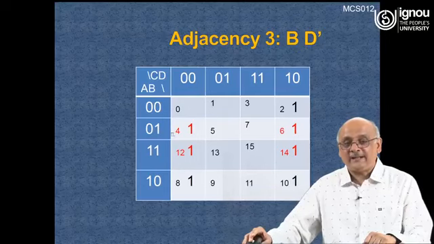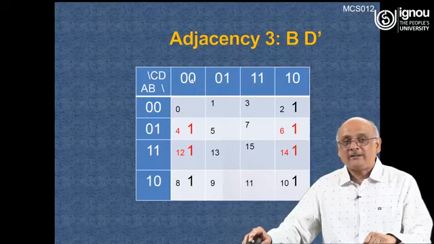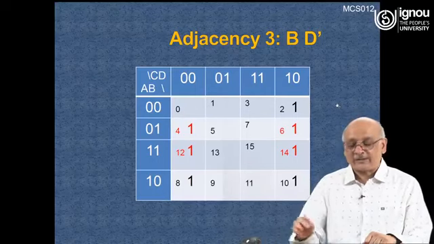So what you can see here, okay, so what has changed? 0 to 1, that is A has changed, so A will not appear, but B remains 1, so B, okay, and D prime as the case in this particular case. So B, D prime for this particular adjacency.